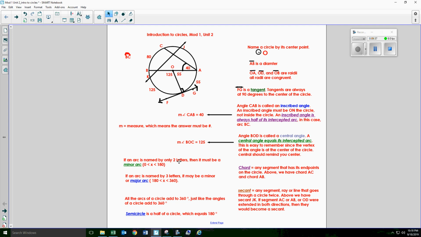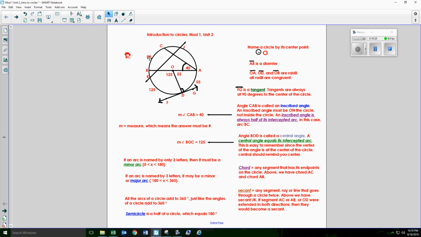If it only has 2 letters, it has to be a minor arc. It could still be a minor arc with 3, but if it only has 2, it has to be a minor arc. So your degree answer better be between 0 and 180. So what does this mean? Let's take a look at arc BC. Since it only has 2 letters, the answer has to be between 0 and 180. So I have to go this way for B to C. I'm not going to go all the way around, starting at B and coming all the way around to C. That's a major arc, way more than 180 degrees. Remember, the whole circle is 360, so that's 80. That means the whole rest going this way all the way around would be 280 degrees.